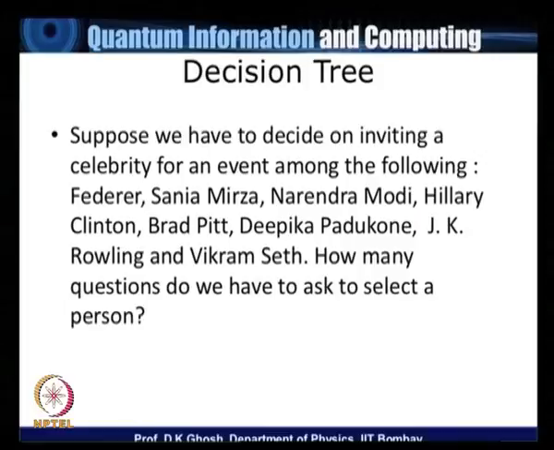Supposing we want to decide on inviting a celebrity for an event, and our options are these people whose names are very well known. Notice that what I have done there is to give you a set of 8 names. And not only that, these 8 names have certain structure: 4 of them are Indians and 4 of them are non-Indians. Then I have people belonging to various professions there. There are sports people, film people, people in public services, and also 2 authors.